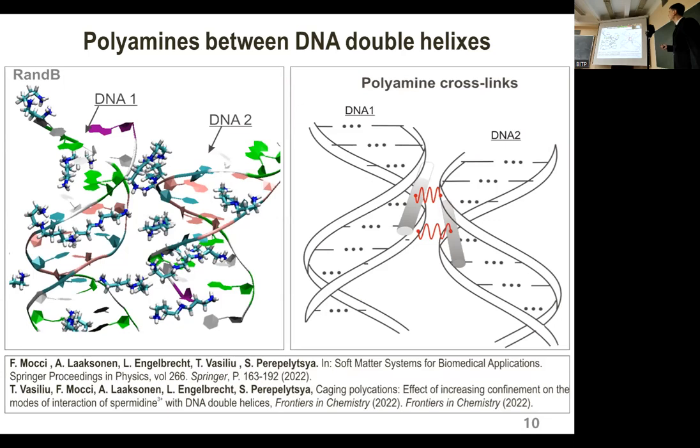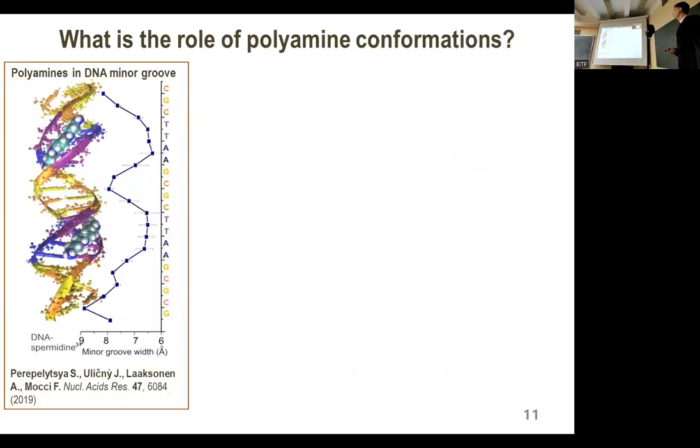You can see here the polyamines as some cylinders which are rigid and so on, but in fact these molecules can bend, and this is very important. So what is the role of polyamine conformation? So we understand now, just analyzing the results that we obtained previously, we can say that in some cases polyamines are stretched. They bind to DNA, they are localized in the minor groove, for instance, and they are completely stretched.